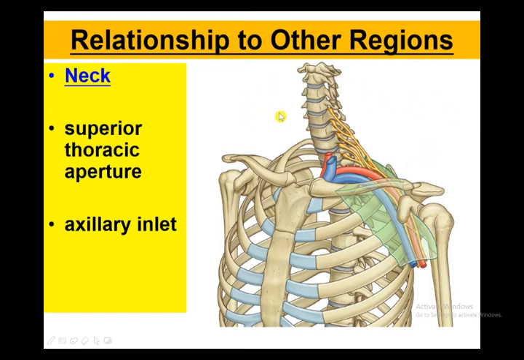Let's talk about the relationship to the other regions of the upper limb. In this picture we can see the relationship of the upper limb with the neck. The nerves and the blood vessels from this region are passing through the axilla, through the axilla inlet, and coming to the upper limb.